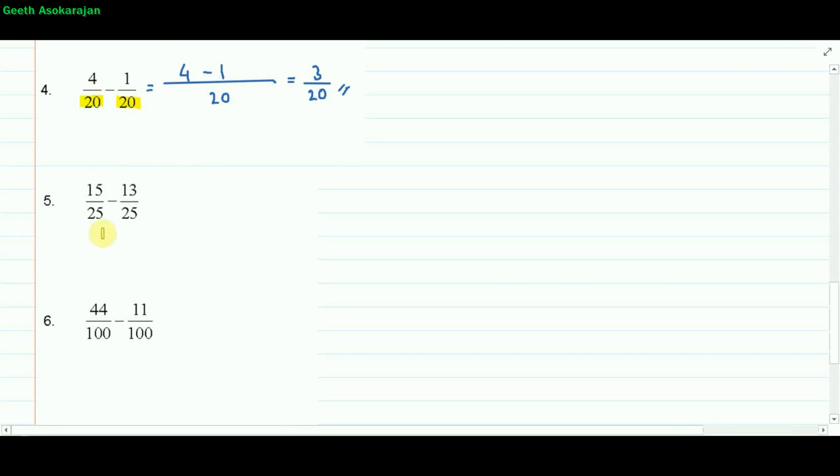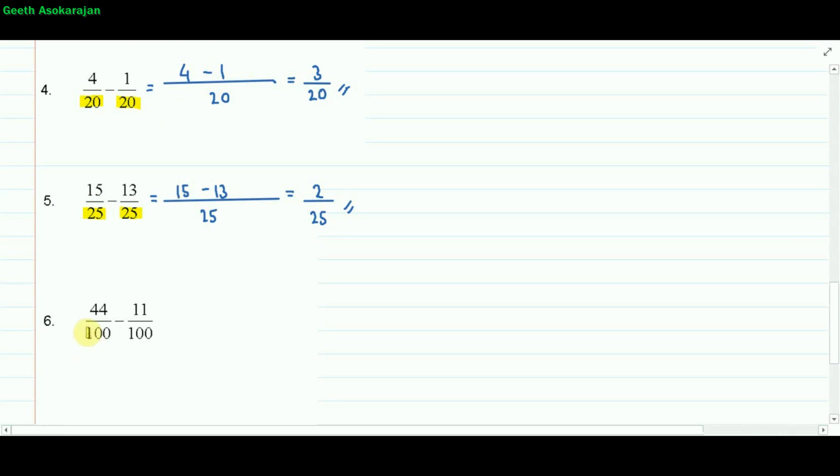For number 5, I have a denominator of 25 here, a denominator of 25 here. So the denominators are the same. So let's have a common denominator of 25. And let's subtract the numerators. So 15 take away 13. Let's write that on the top. 15 take away 13 is 2. So it's 2 over that 25 below. That should be the solution to number 5.